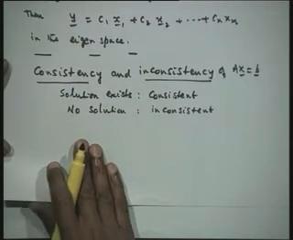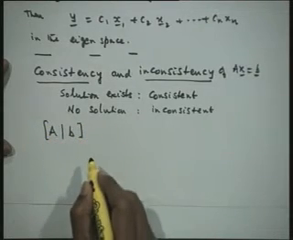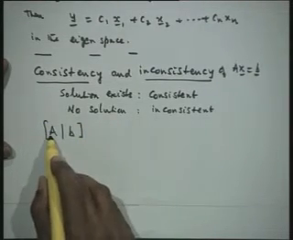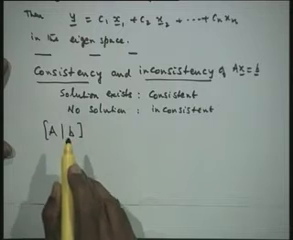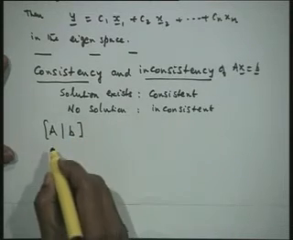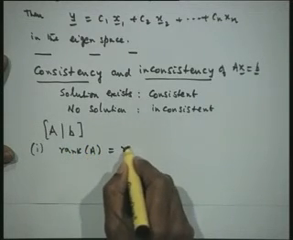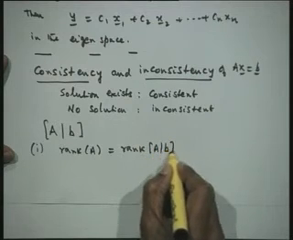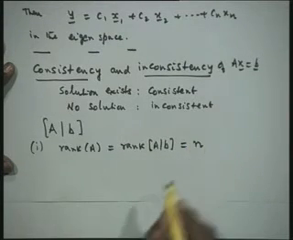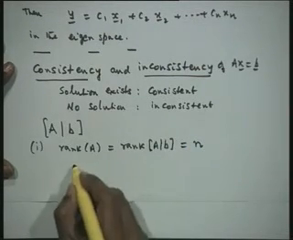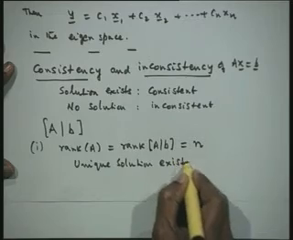Now, the method we know from earlier is that I construct the augmented matrix A B. If the rank of A is the same as the rank of this augmented matrix, and equal to n, where n is the size of the system, then a unique solution exists, only one solution.